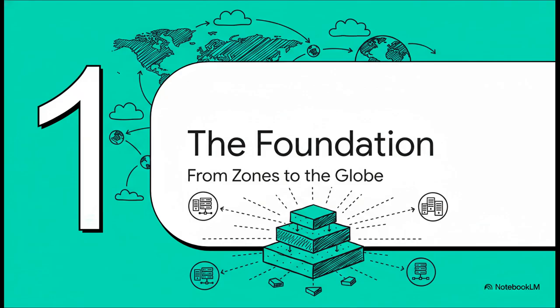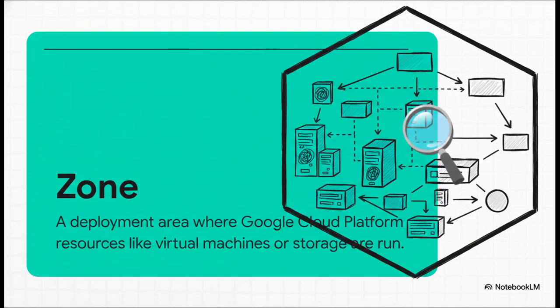All right, so how do you even organize something that huge? To really get GCP, we've got to look at how it's physically put together. Let's start from the very foundation and work our way up. Okay, so at the very bottom, the most basic building block is something called a zone. Just think of a zone as a specific physical place, like a data center, where your app or your data is actually living and breathing.